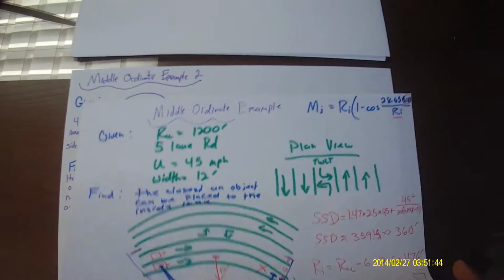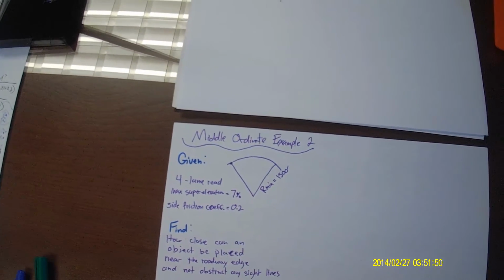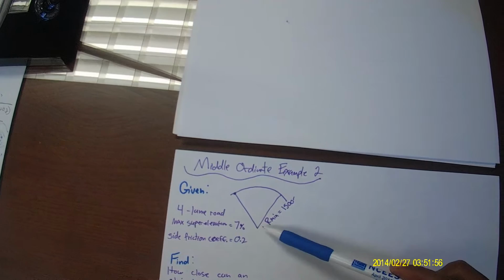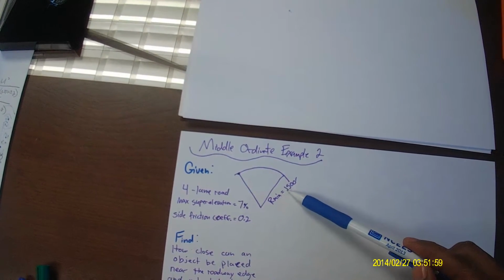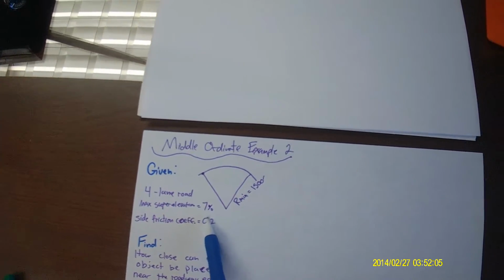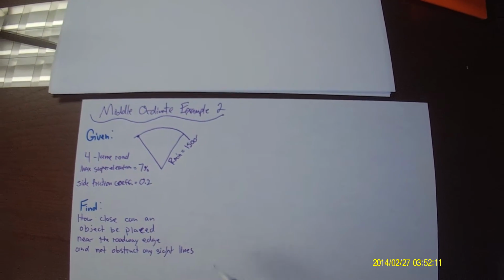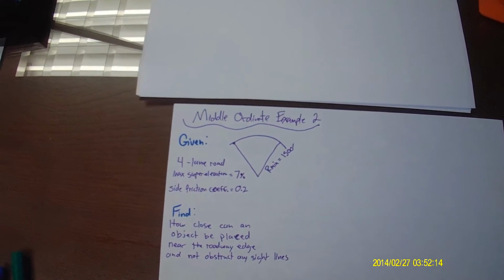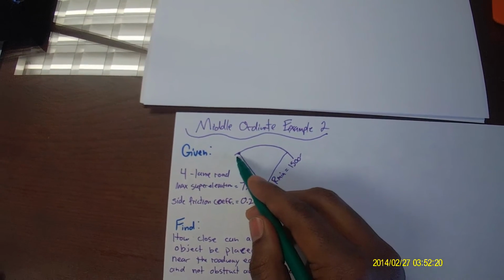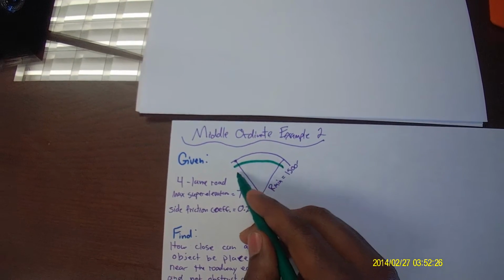Okay, next problem. In this example, we have a few things going on. What is given is your R min, your minimum radius, and it's given at 1,500 feet. This is a 4-lane road with a maximum super elevation of 7% and a side friction coefficient of 0.2. So it's a 4-lane road, and this is the center line here. What I want to do is draw what's actually going on here.